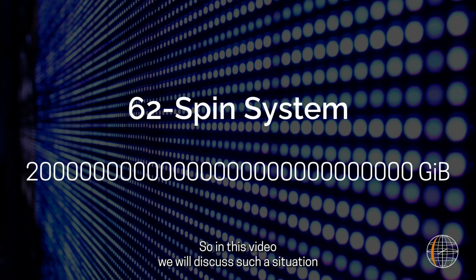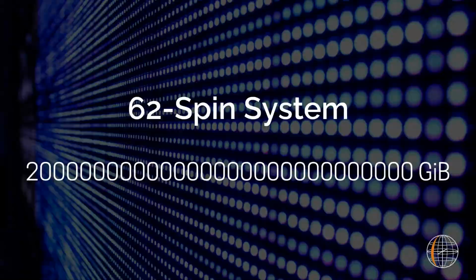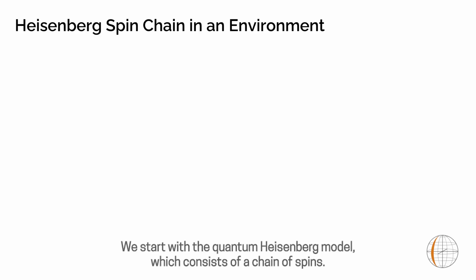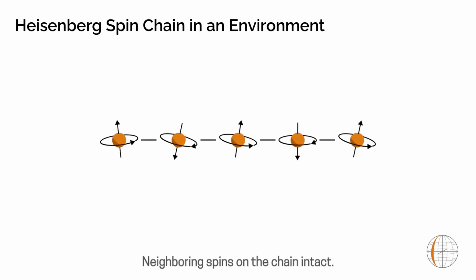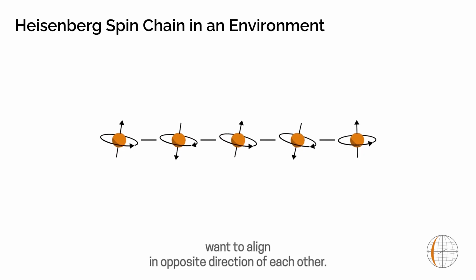So in this video, we will discuss such a situation and show how to use HQS Quantum Solver to simulate the system. Let's have a look at the system we're going to simulate. We start with a quantum Heisenberg model, which consists of a chain of spins. Neighboring spins on the chain interact. We pick the antiferromagnetic case, which means that neighboring spins want to align in opposite direction of each other.